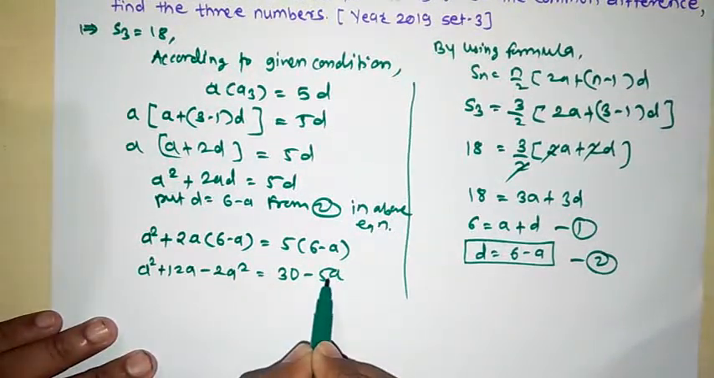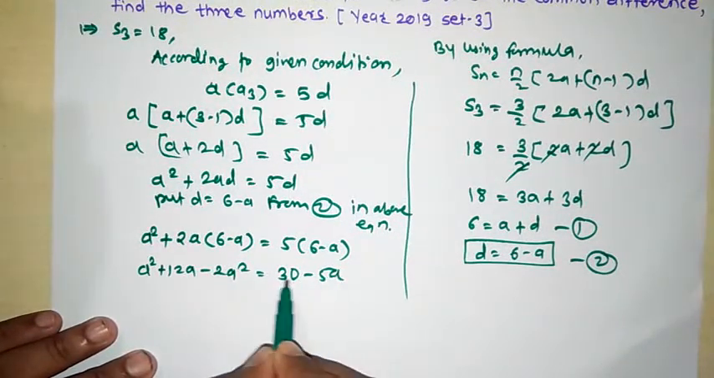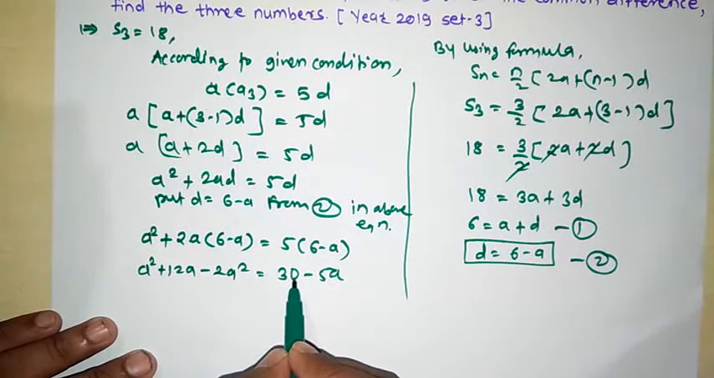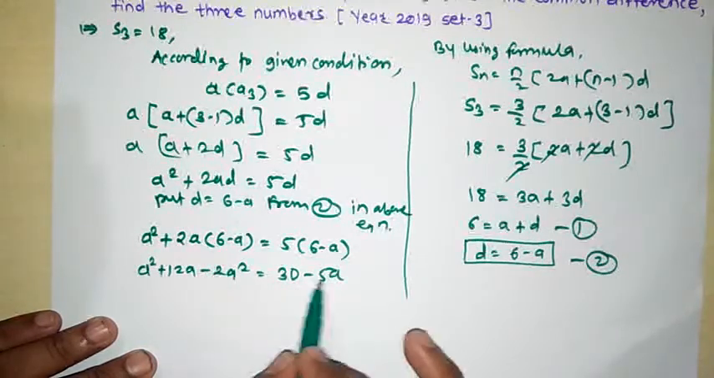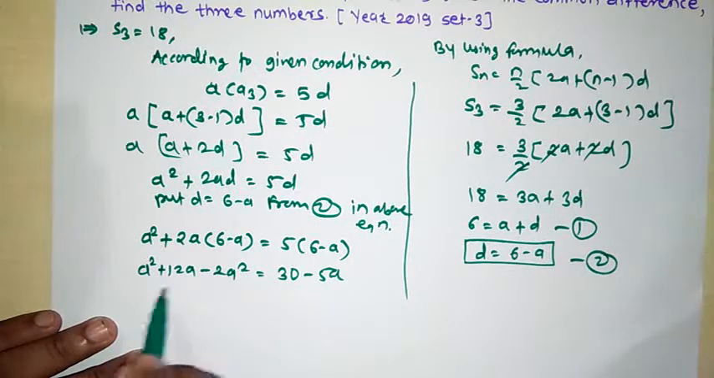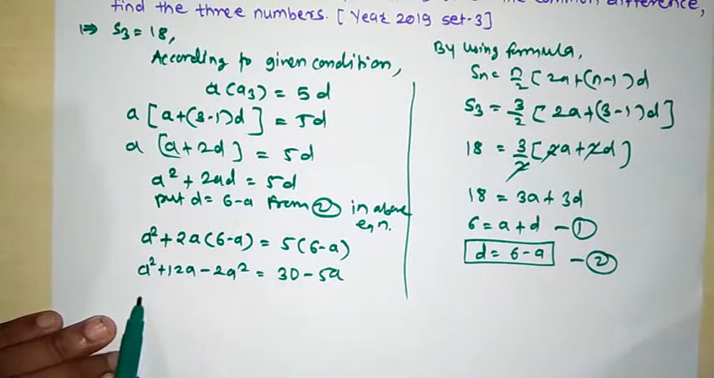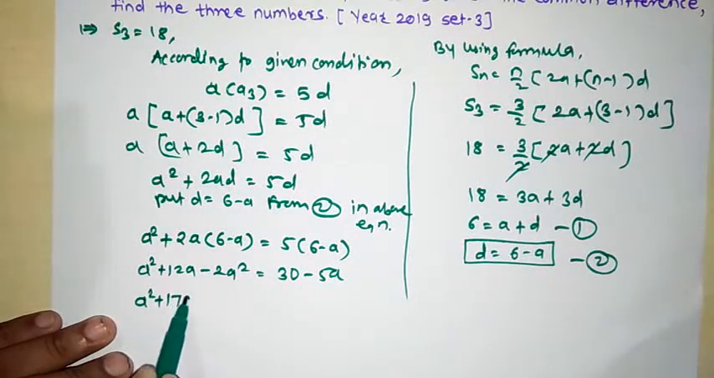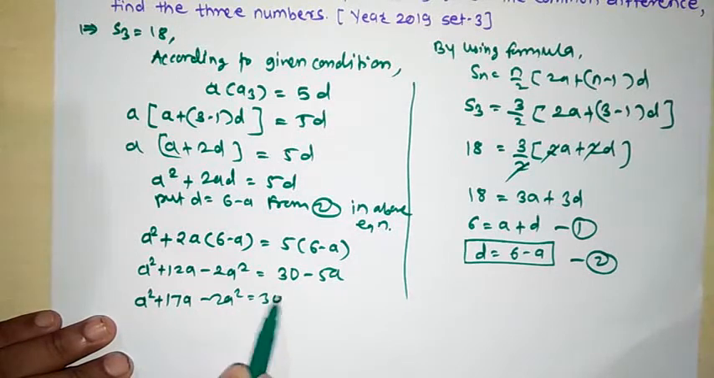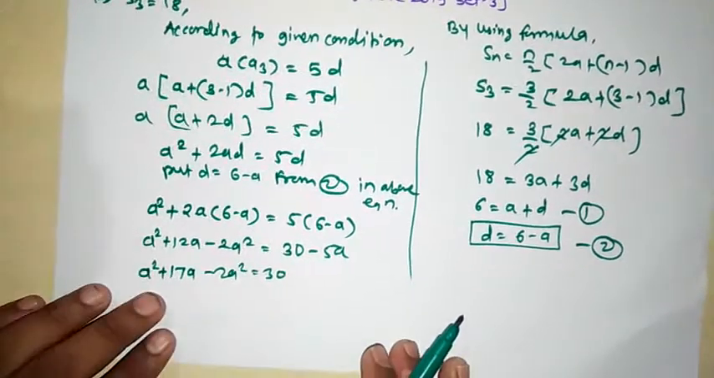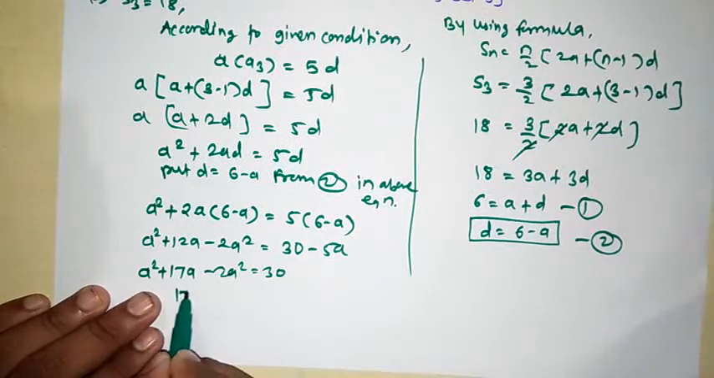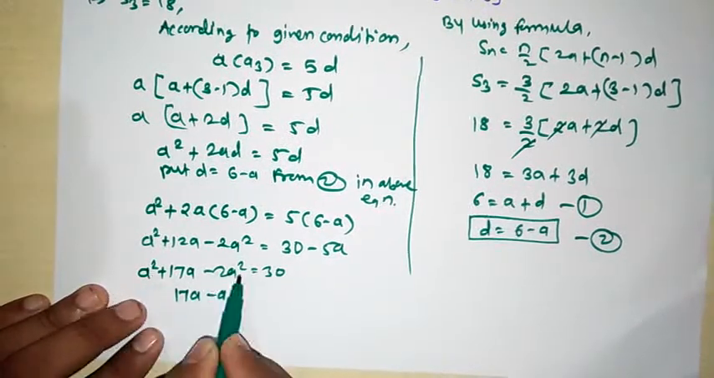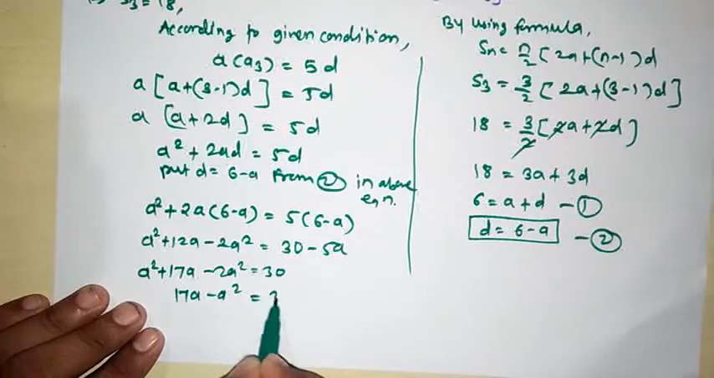Now see here, send this 5a towards the left hand side and keep 30 as it is. It will become 12a plus 5a is equal to 17a, so 17a minus 2a square is equal to 30. Now a square minus 2a square is equal to minus a square.